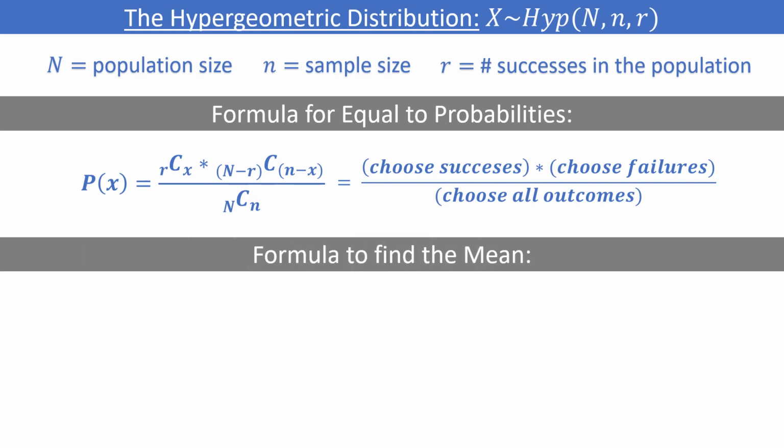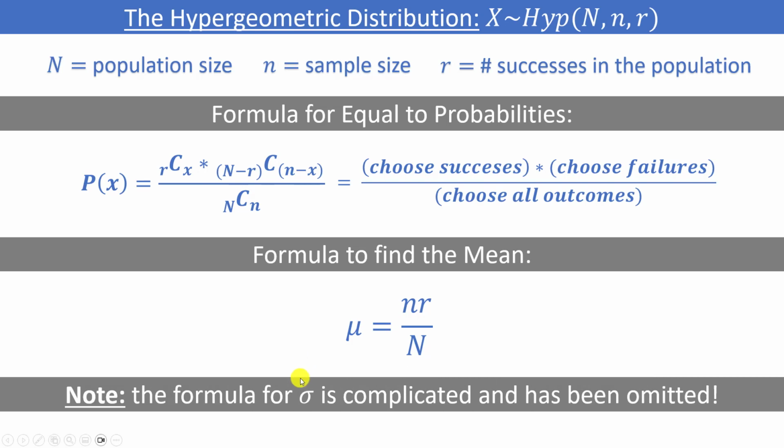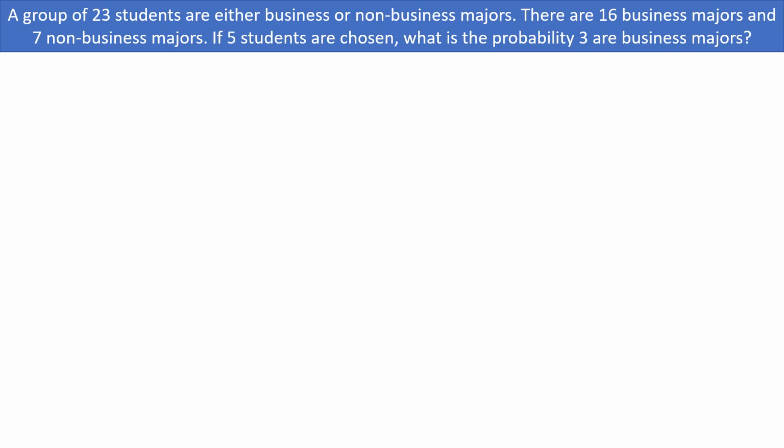You can find the mean of the hypergeometric distribution, or the expected value, by taking lowercase n, multiplying by r, and dividing by uppercase N. There is a formula to calculate the standard deviation of a hypergeometric distribution, but it's a bit complicated and has been omitted. Let's look at an example.